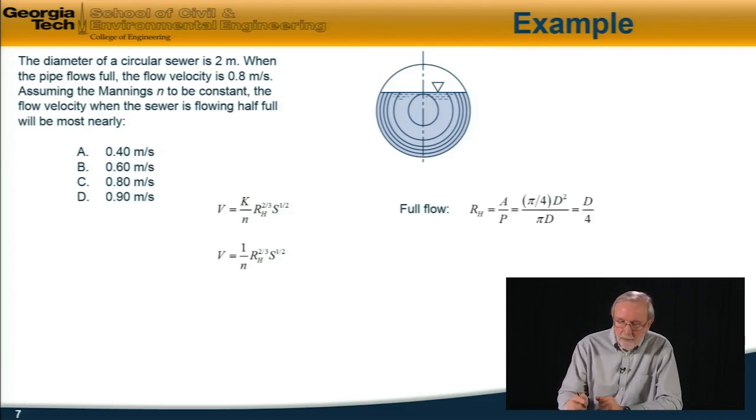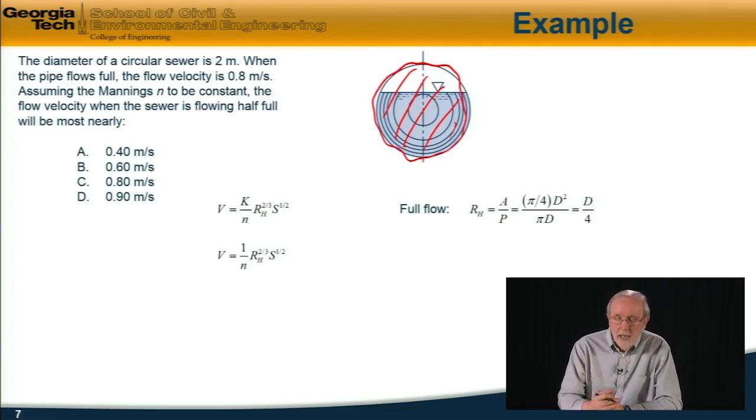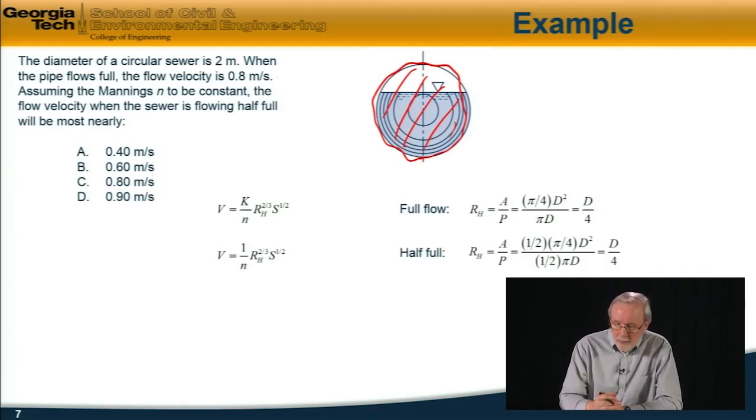Now, when the pipe is flowing full, in other words, completely filled with water, the hydraulic radius is the area, which is pi by 4 times the diameter squared, divided by the wetted perimeter, which is the length of the circumference, pi d, which is equal to d over 4. When it's flowing half full, again, the hydraulic radius is A over P, but now the area on top is 1/2 pi by 4 d squared, and the wetted perimeter is 1/2 pi d. So the factor 1/2 cancels, and the hydraulic radius is exactly the same. It's also d over 4.